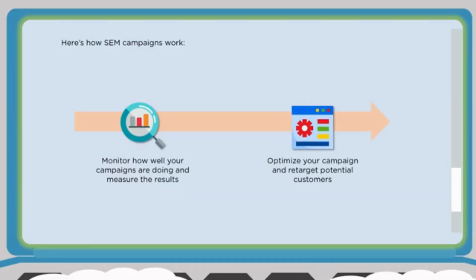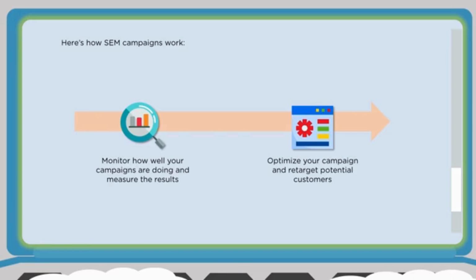And then just as important, you want to be able to optimize your campaign. Because if you're running a campaign, you're running up costs, and you're not getting conversions, you're probably not going to be continuing to run those campaigns. So you want to optimize your campaign and retarget potential customers. So retargeting is always a good option.